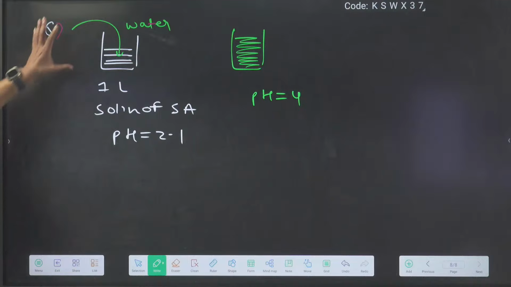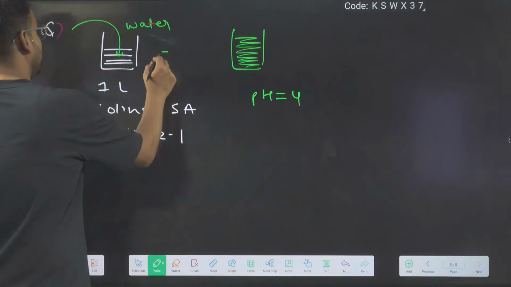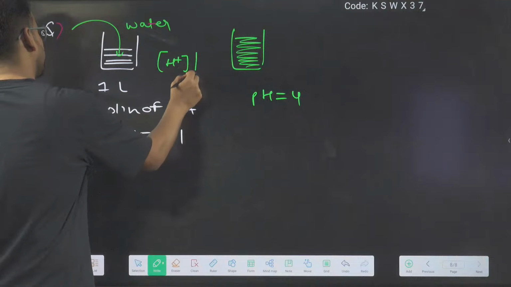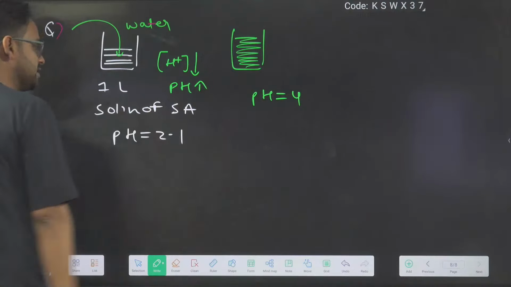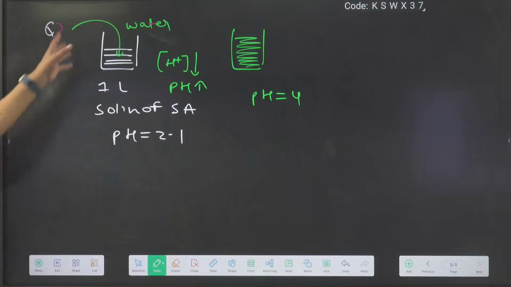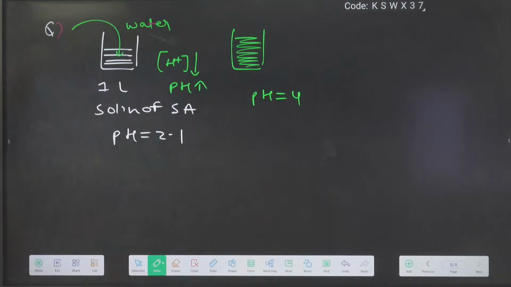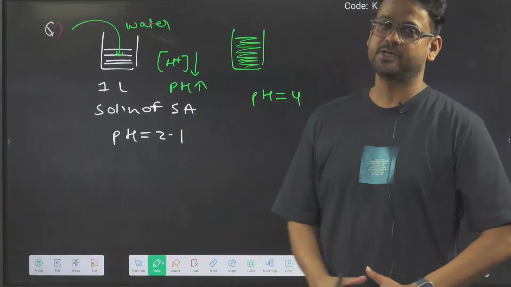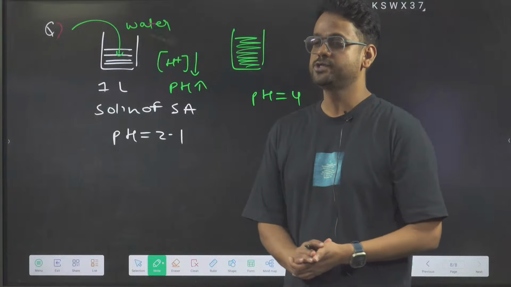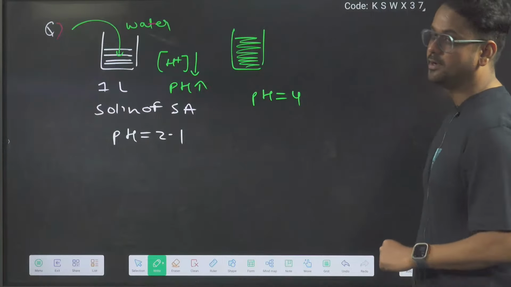See, if you add water, the solution will become dilute. If the solution becomes dilute, molarity of H plus will decrease and pH will increase. So how much water should I add so that the pH becomes 4? So how to do this question? Indirectly, this question is based upon the law of dilution. But before that, you need to learn how to take the anti-log.